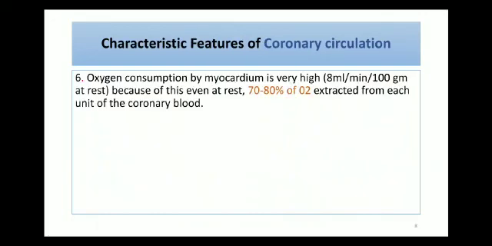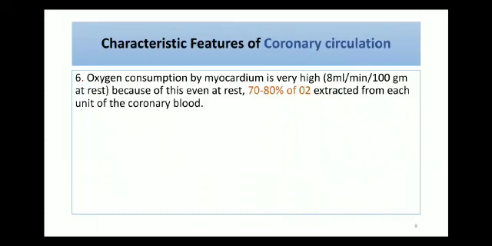Another feature, oxygen consumption. The rate of oxygen consumption, how much oxygen the myocardium is using, is highest for the heart: 8 ml per minute per 100 gram tissue, even at rest. That's really awesome. So 70 to 80% of the oxygen is extracted from each unit of the coronary blood. That means the blood coming to the heart gives up about 70 to 80% of its oxygen.